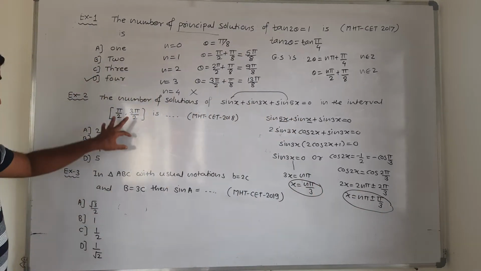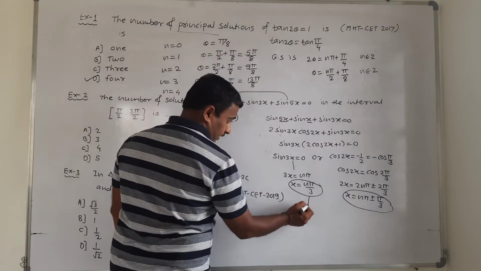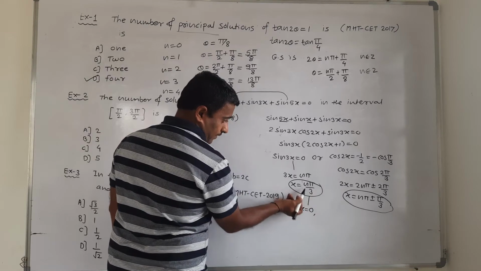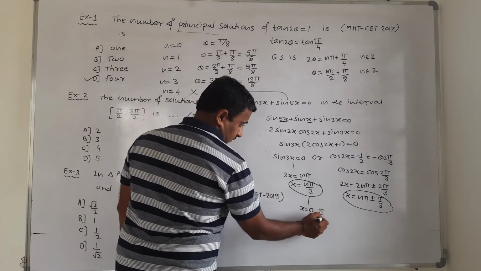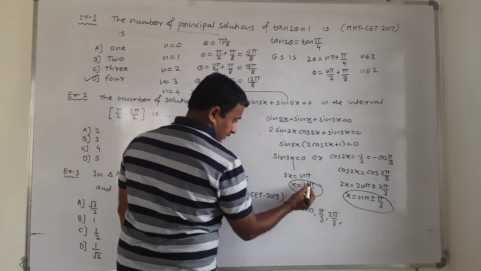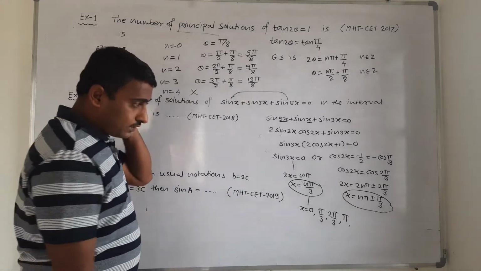Now we want solutions in between these two limits. Put n is equal to 0. From this, what do we get? N is equal to 0, it is 0. First, n is equal to 1, pi by 3. N is equal to 2, 2 pi by 3. N is equal to 3, it is pi. N is equal to 4, it is 4 pi by 3.